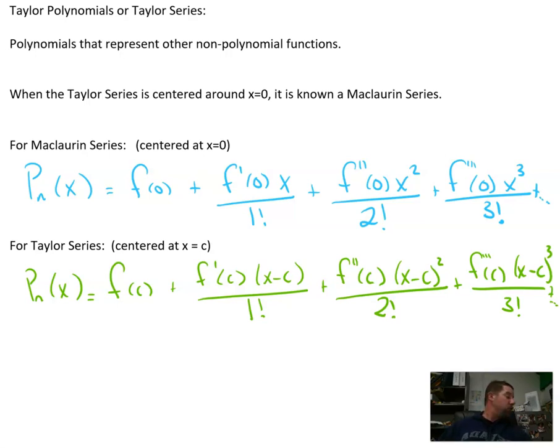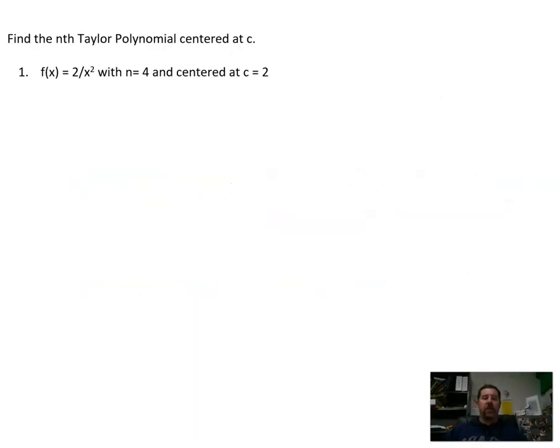Real quickly, I want to do just one more problem with you, and then we're done for today. Alright, so we want to find the nth Taylor polynomial centered at c, where f of x is 2 over x squared, and I want n equals 4, so that means the 4th degree, or the 4th derivative we have to use, centered at c equals 2.